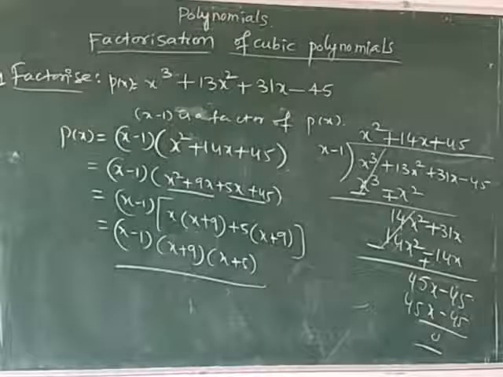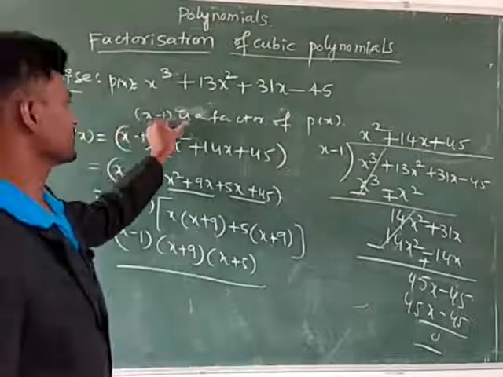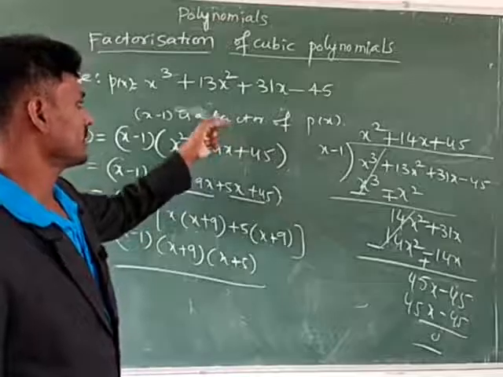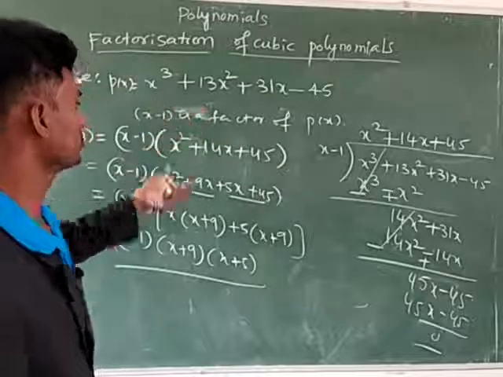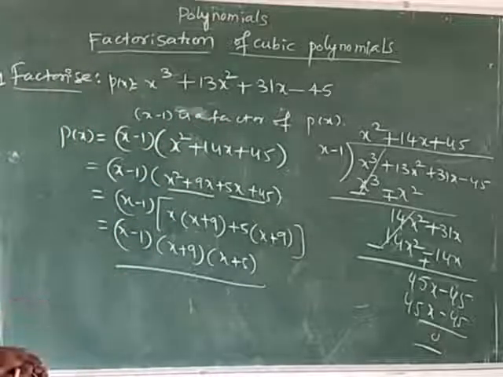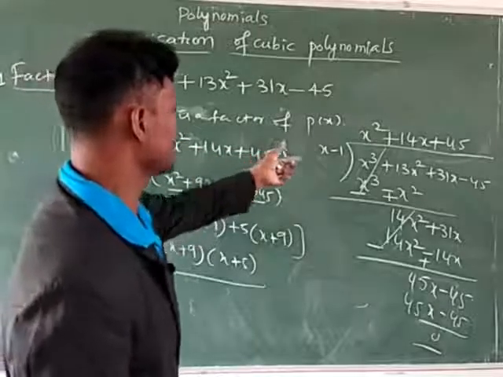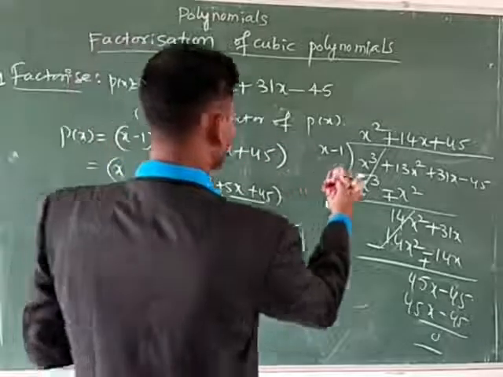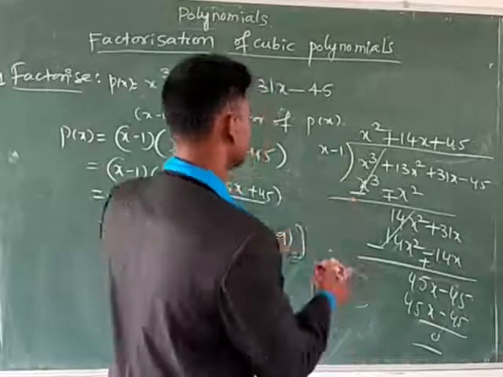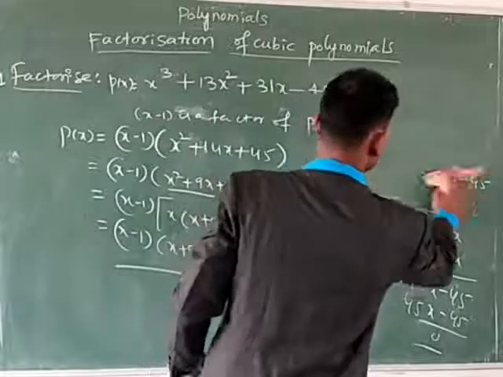Same here, we know that x minus 1 is a factor. Suppose we don't know this beforehand, how do we do it? See here, this is one method. Suppose we are not using the division algorithm, then how to do it? See here, that is also there.